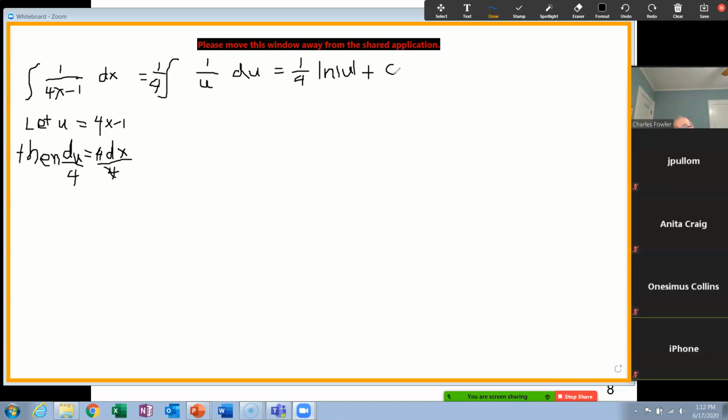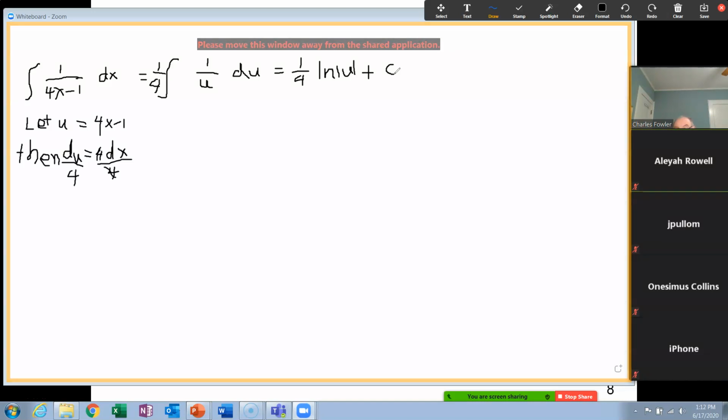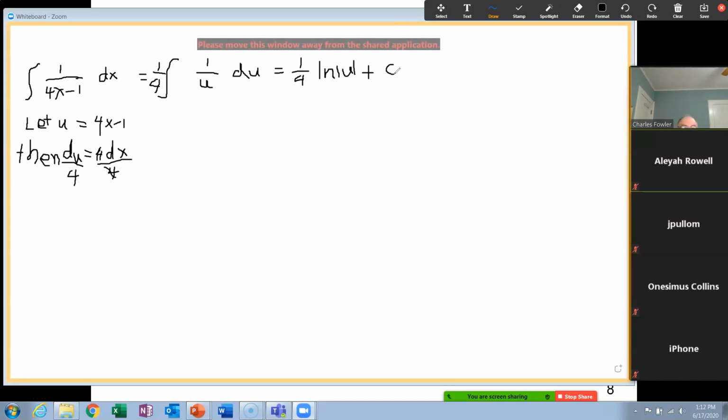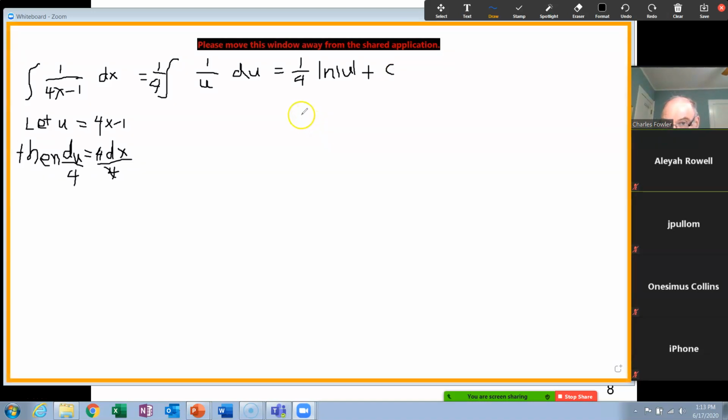Now, later we'll probably play around with naming that constant something other than c. Like, since you have a log here, you can make it log c. That's still a constant, okay? There's no reason to at this point, but just looking ahead, sometimes that will make things a little more convenient, okay? Now, you're not through though.